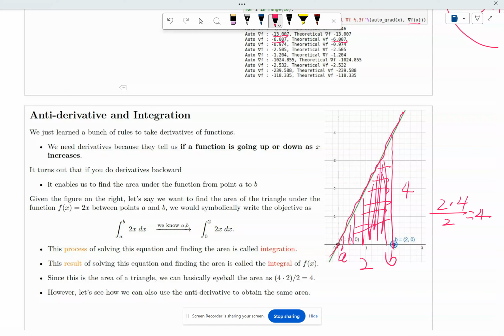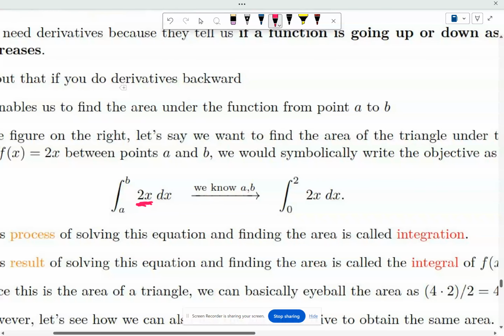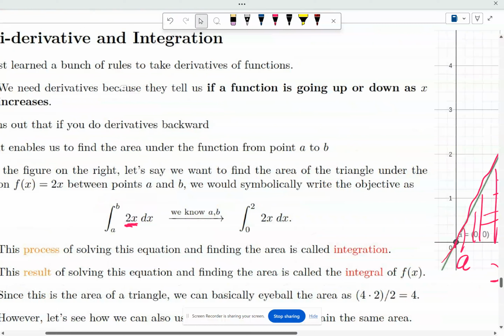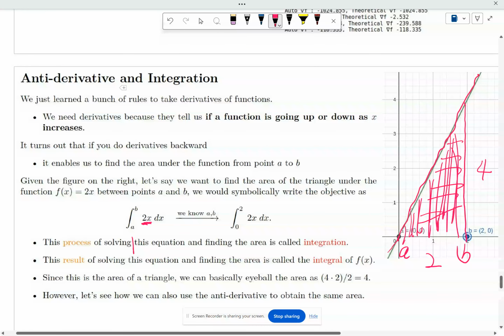The way we do it is that we write the equation of a line like such. This is how we mathematically represent it. So that's 2x, the one we were just looking at. Then we denote the range between a and b using the integral sign. What this is telling us is that we want to find the area under the curve between the points A and B. That's what this symbolically means.